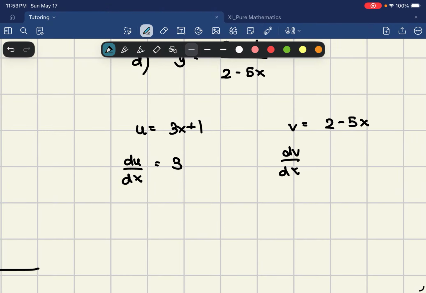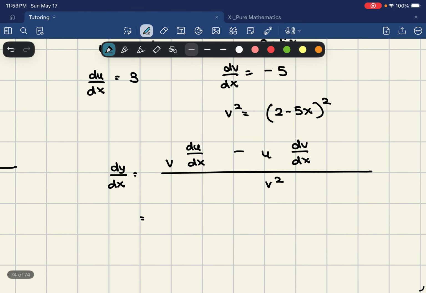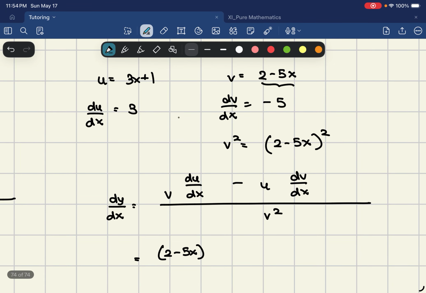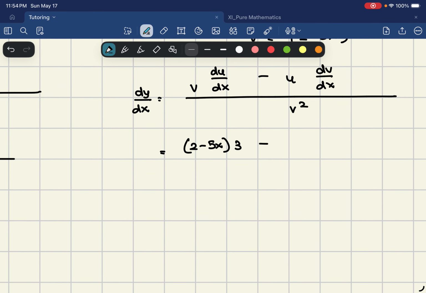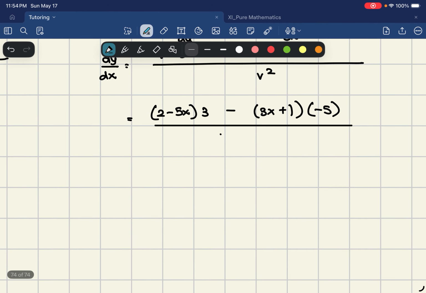So you put all of these together to get dy by dx. That is v du by dx minus u dv by dx, all over v squared. So v is just 2 minus 5x. du by dx is 3 times 3, minus u, which is 3x plus 1, times dv by dx, which is minus 5. And v squared, finally, is going to be 2 minus 5x squared.